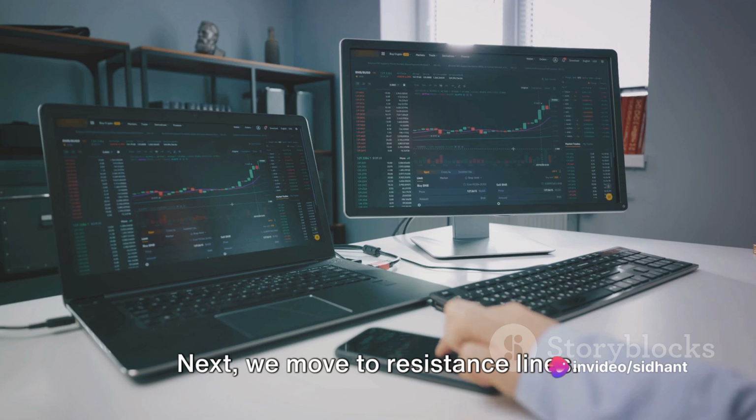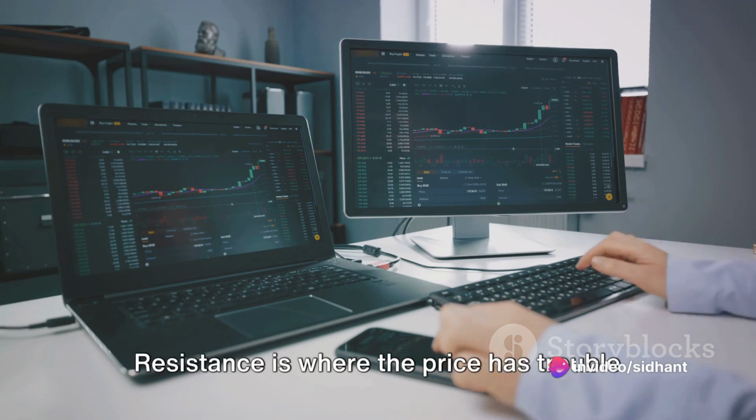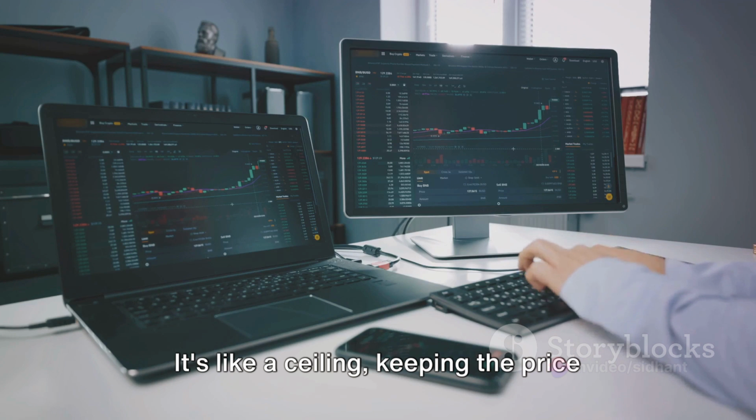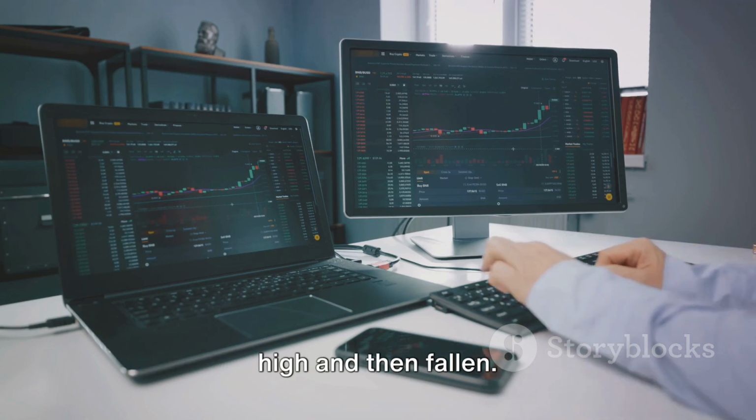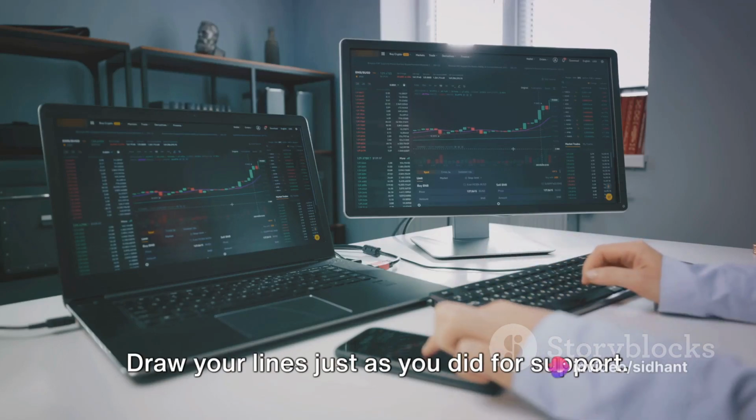Next, we move to resistance lines. Resistance is where the price has trouble breaking through. It's like a ceiling, keeping the price from going higher. Look for areas where the price has hit a high and then fallen. Draw your lines just as you did for support.